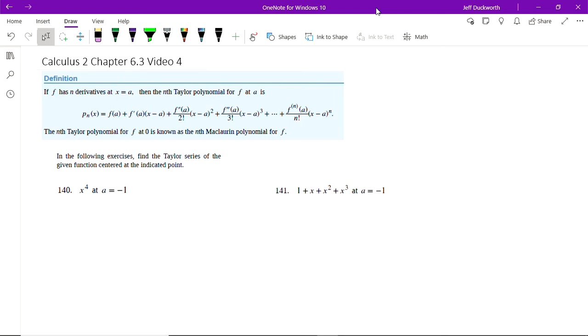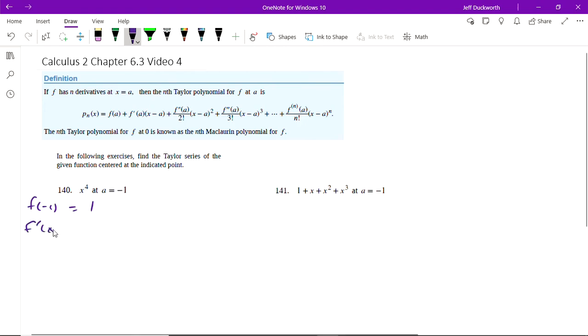So here, it looks like in our number 140, we can take four derivatives of this, and in 141 we can take three, and then everything after that's going to be zero because the fifth derivative of x to the fourth will be zero. So we have a terminating point, so these shouldn't be too terrible. All right, so we have f of -1 because that's our a. That's going to equal just 1 because it's to the fourth power.